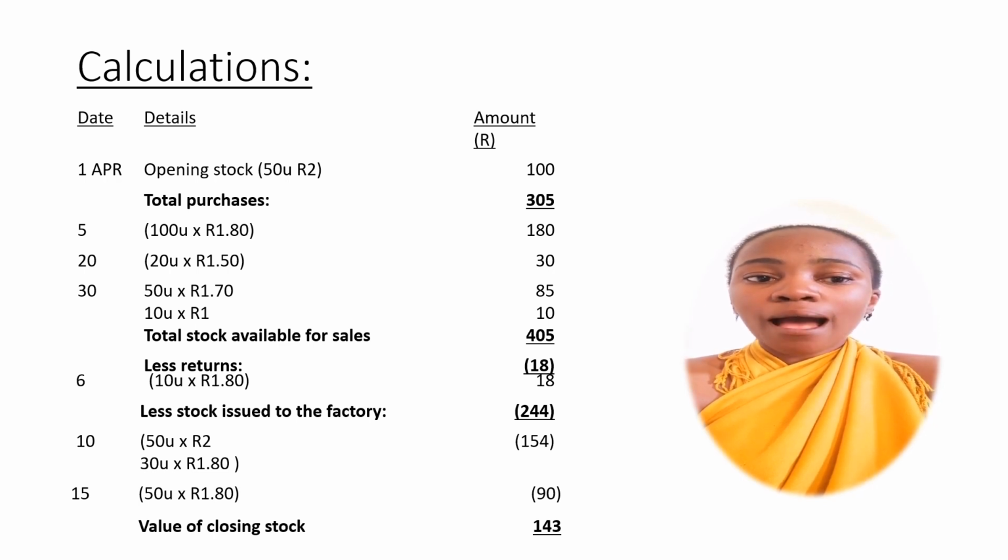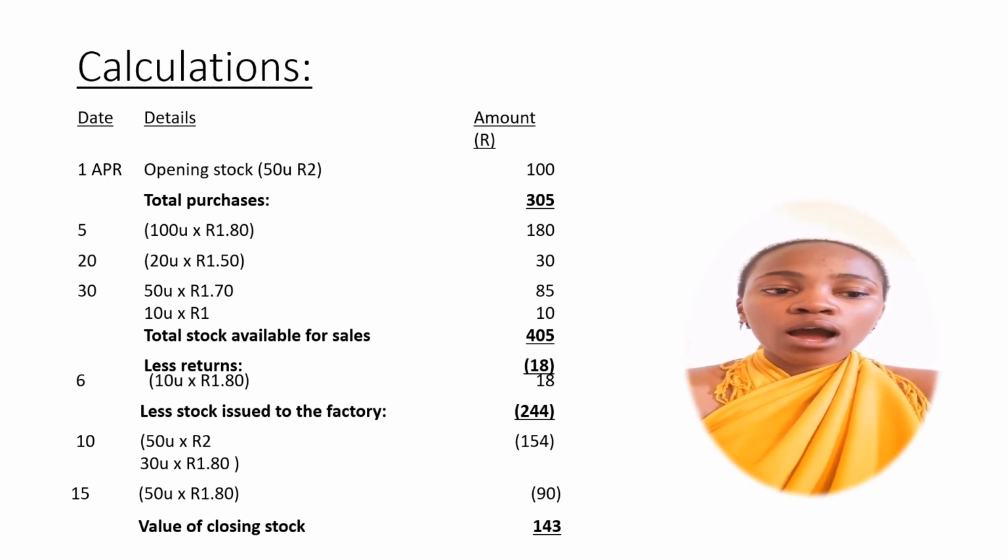Now we add them up to find out the total purchases we have in the business, which gives us the value of 305. The 305 added to our opening stock of 100 Rand gives us the value of 405. That is the total stock available for sales.